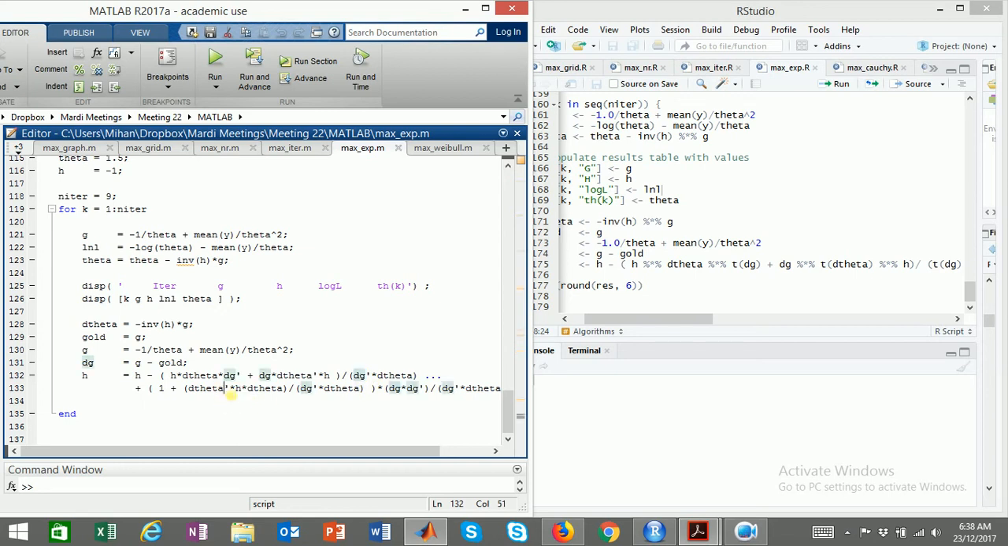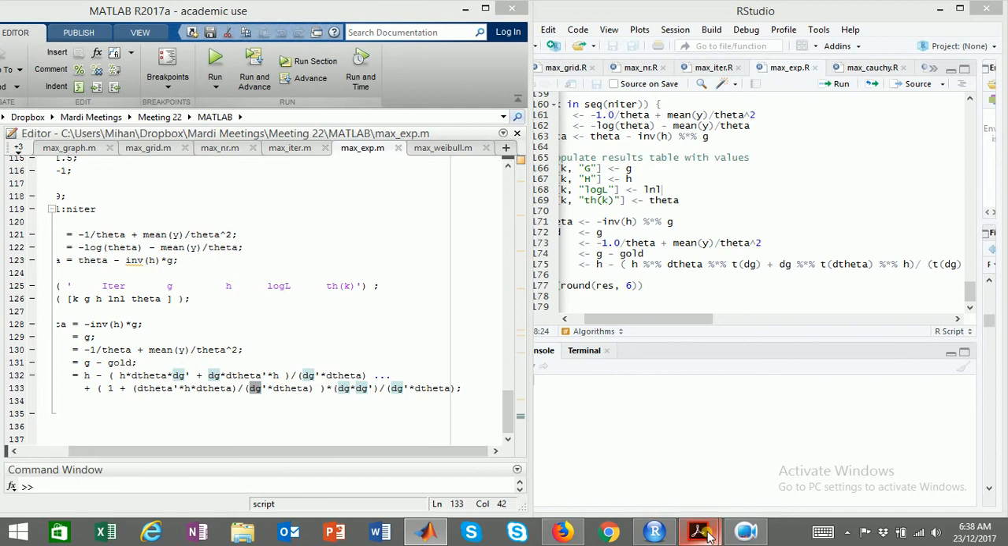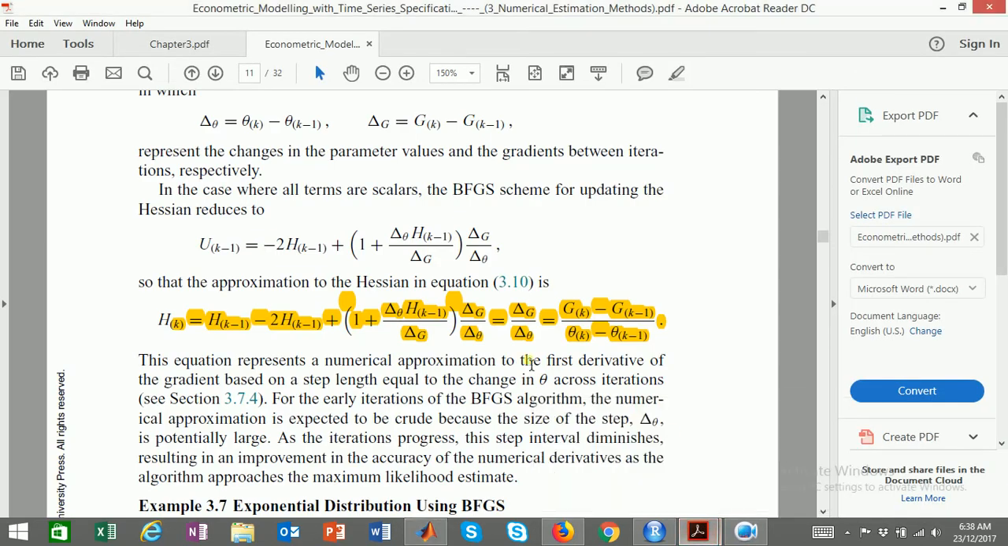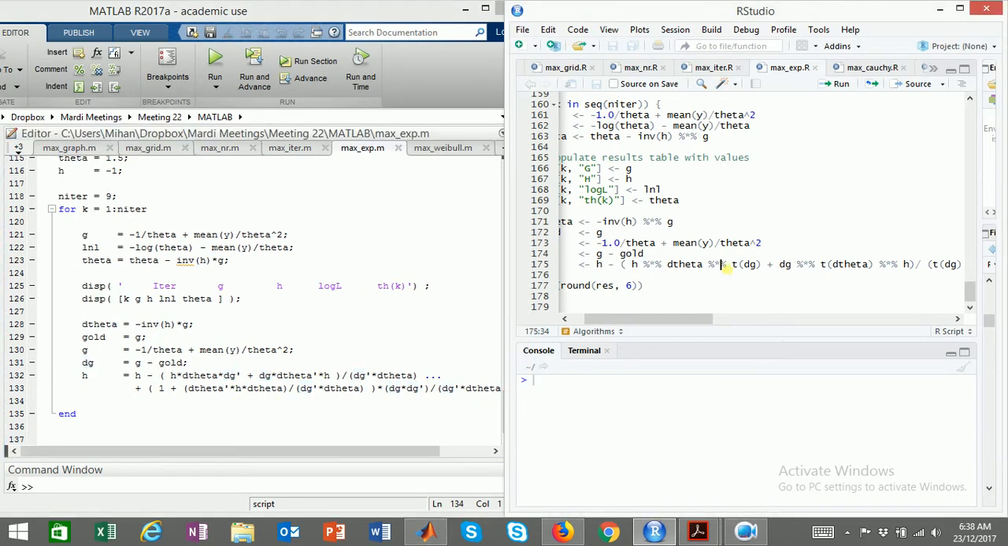So d theta transpose divided by dg transpose, the denominator remains the same, the numerator is changing, multiplied by dg into dg divided by dg, again the denominator remains the same. Instead of memorizing, keep looking at this, dg del theta dg. So you see 1 plus del theta h k minus 1. That's all, just remember that.